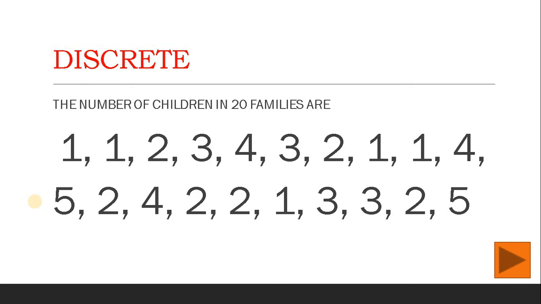Let's have an example. Let's take a look at this data. It says the number of children in 20 families. So there are 20 families here, and the number of children in each family differs. For example, the first family has one child, and the other one child, two children, and the rest follows. So how do we make a frequency distribution table so we can understand the whole data?